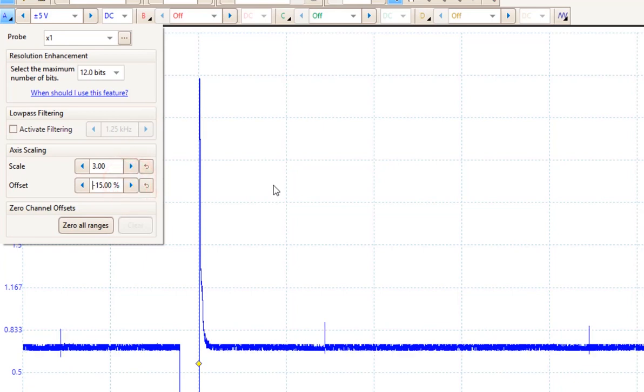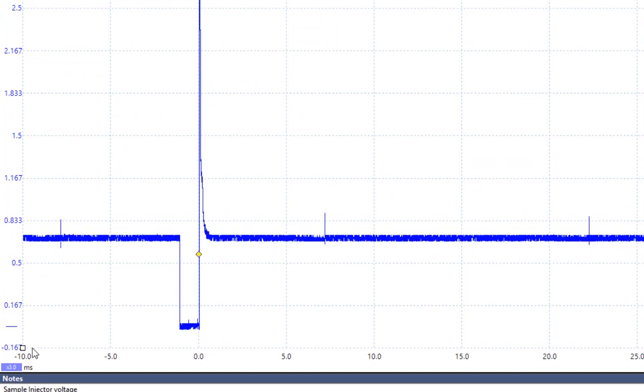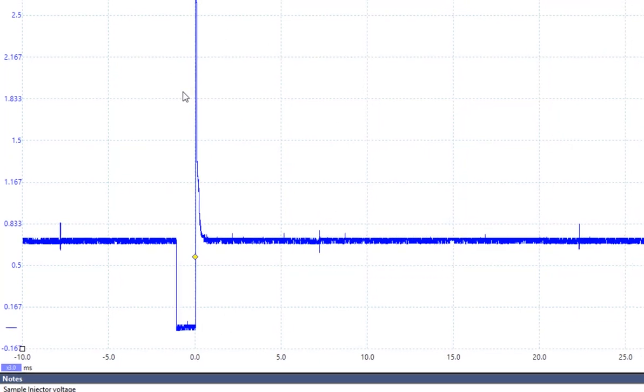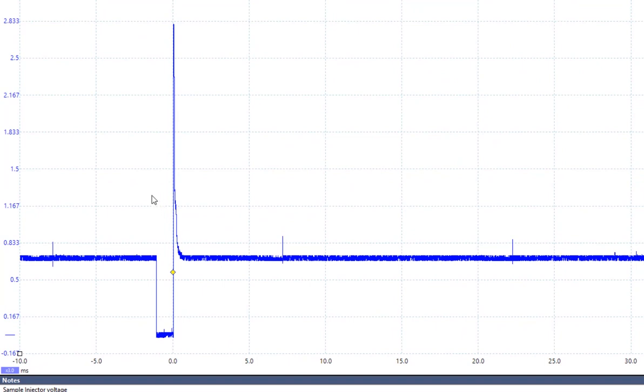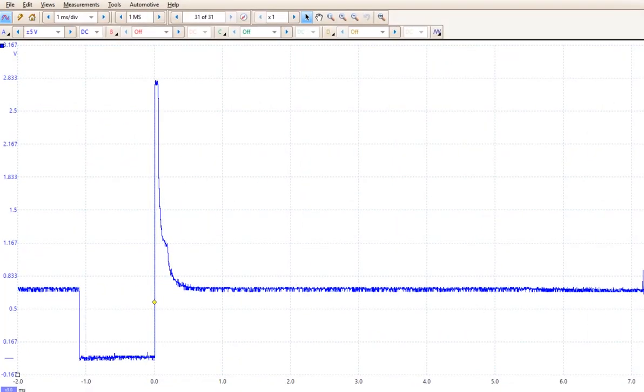If we get somewhere around a minus 15%, now you can see that we're up somewhere around 3.167 volts on the positive side on the left, down to a negative 0.167 volts on the lower left-hand side. Now we've got a much better picture of this waveform pattern. If I need to stretch it out, obviously I can come down here and decrease my time base.